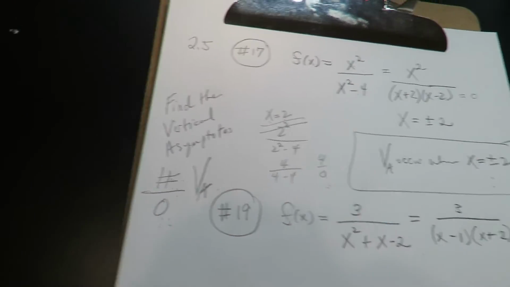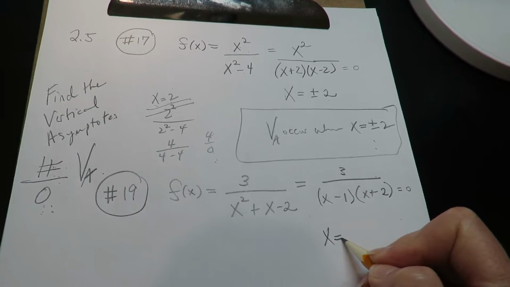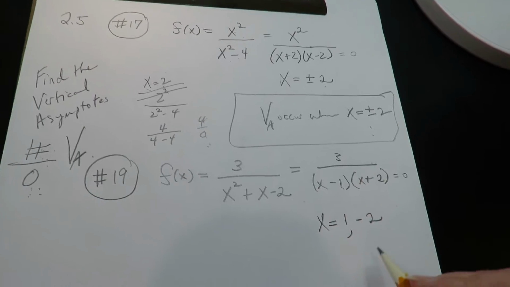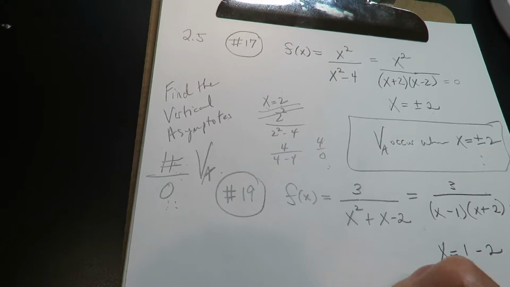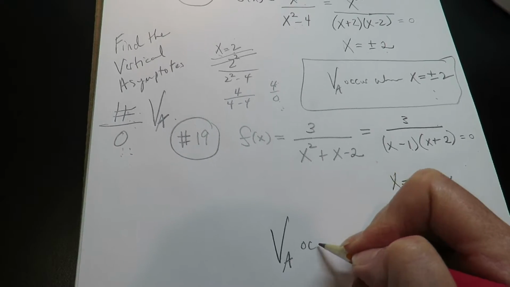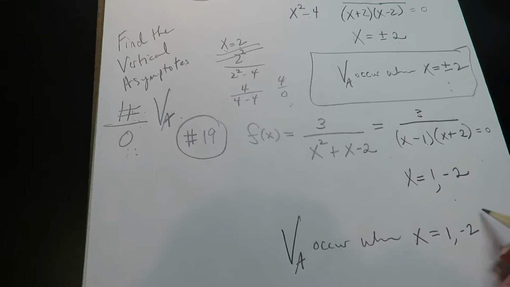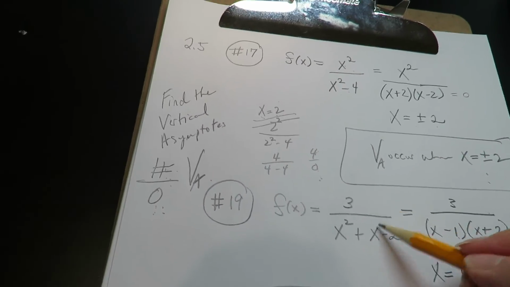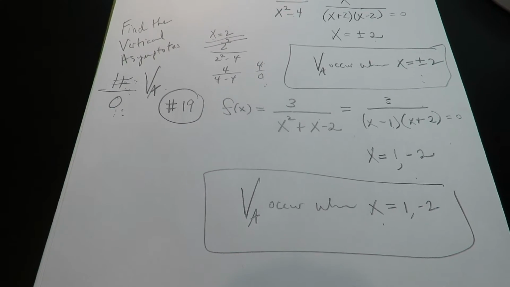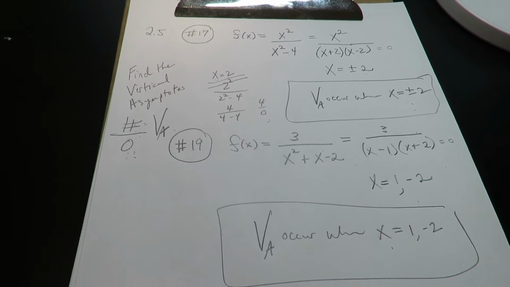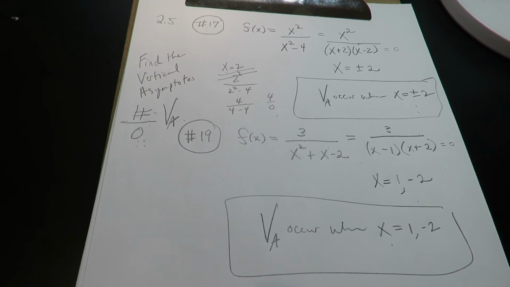numerator is not 0, but the denominator is. So I'm going to set the denominator equal to 0 here, and when the denominator is equal to 0, x is 1 or x is going to be negative 2. And again, that's going to be this scenario, so I know that's where the vertical asymptotes occur. So the vertical asymptotes occur when x is equal to 1 or negative 2. Because if I plug those values into the function, I will get a number over 0, which is what's creating the vertical asymptote.